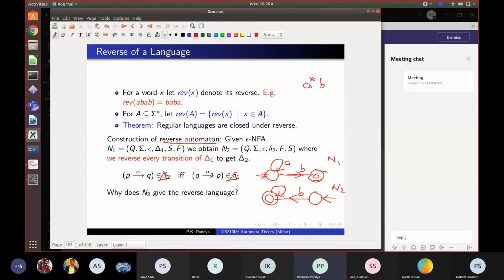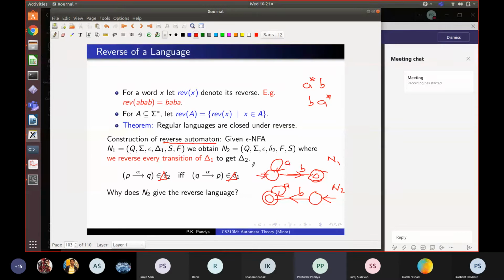Yeah, you just reverse all the arrows and exchange the start and the final states. Okay, and you can see in this example, if you start here, first you will have to have one B in order to accept, and then you will have an arbitrary number of A's, right? So it will recognize the language B followed by A star, which is the reverse of this. So this is the way in which we construct the reverse automaton.